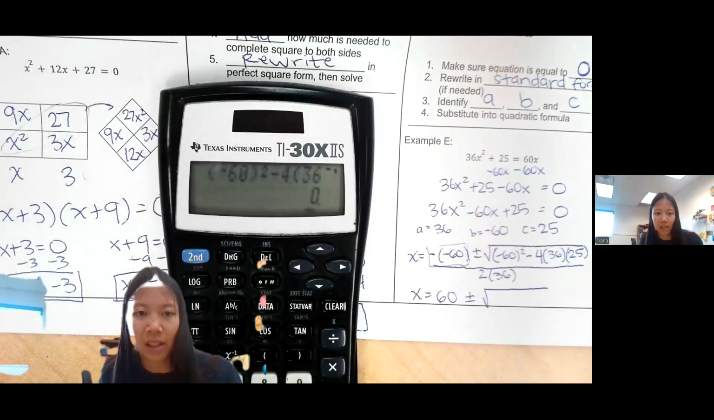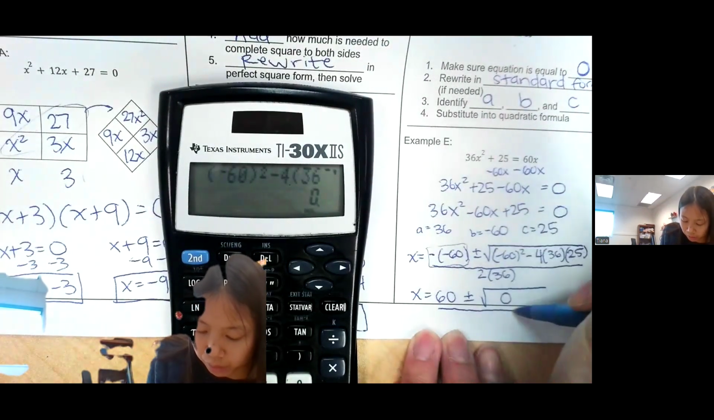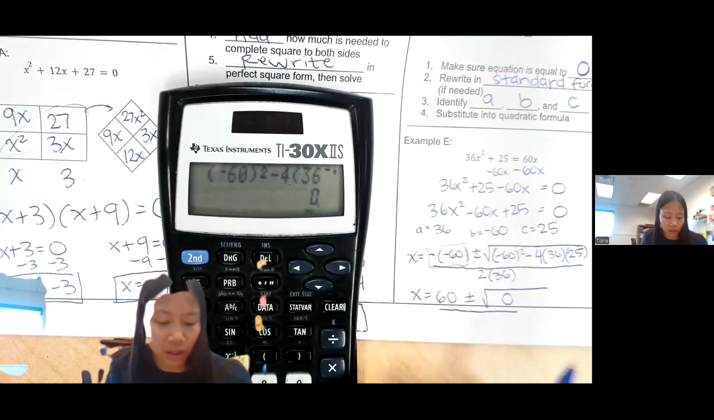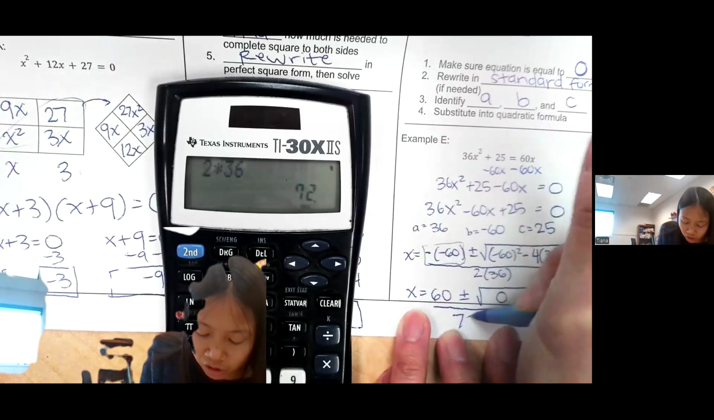And again, using those parentheses, and that gives me 0. Interesting. All right, so we got 0, and then we put it over 2 times 36. You can type that in if you want to, and that would be 72.